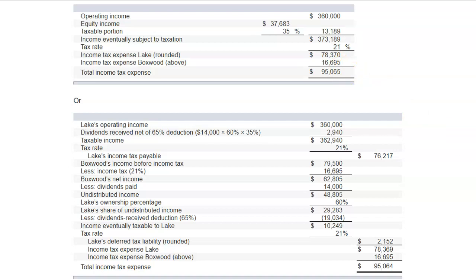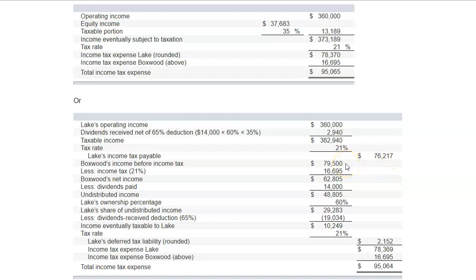Now, another way to get to that is take Lake's operating income and then add in the dividends received net of the 65% dividend deduction, right? So that's $14,000 times 60% times 35%, right? 1 minus 65%. And that gives us taxable income of $362,940 times 21%, gives us Lake's income tax expense.